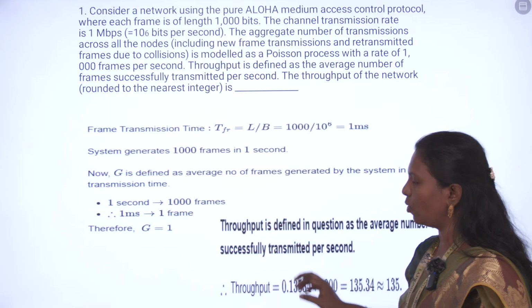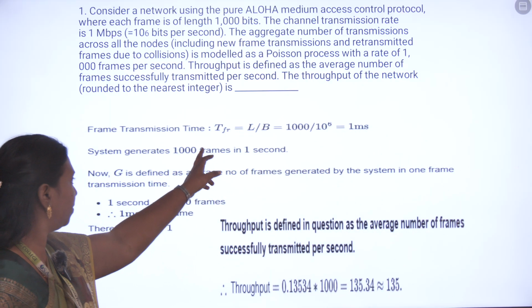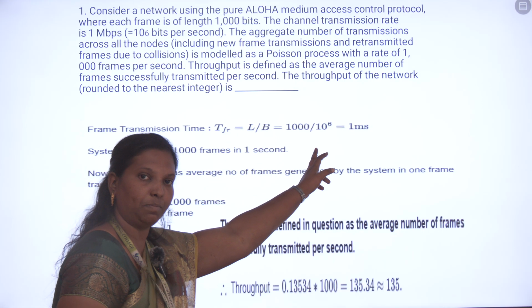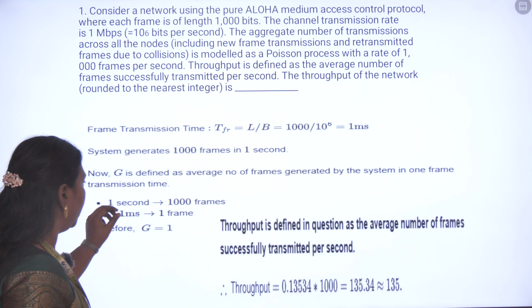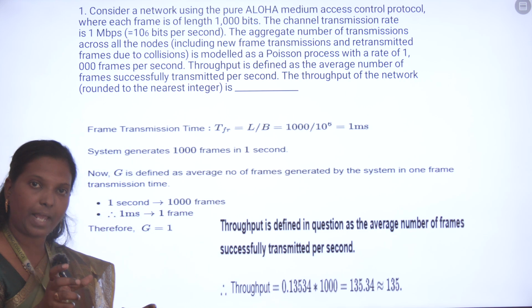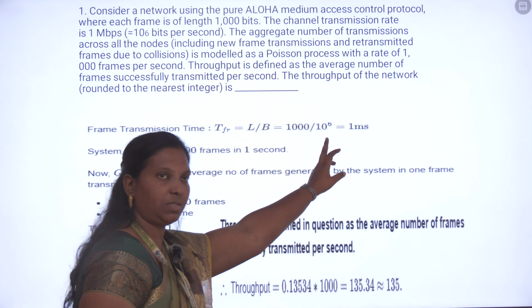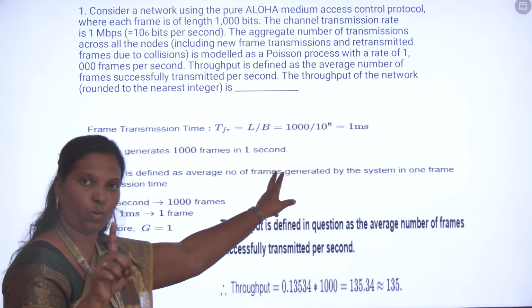The first is the frame transmission time. So the calculation is Tfr = L / D, where we give 1000 / 10^6. So obviously we get 1 millisecond. And now, with the calculations of frames, we need to find the throughput. First we find the frames per second. So from the given input, we have concluded 1000 frames in 1 second.